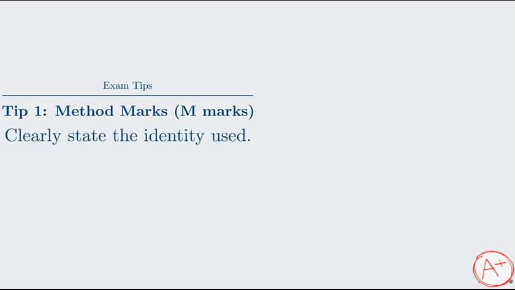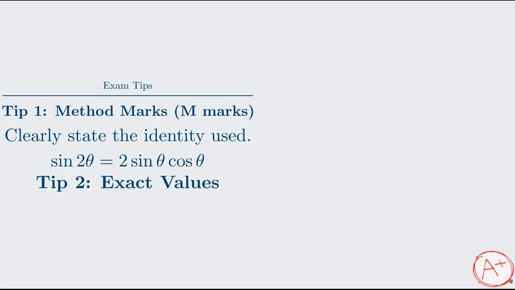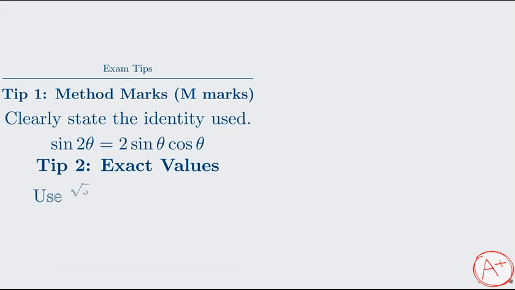When sitting your pure mathematics 1 or 3 papers, keep these examiner insights in mind to maximize your marks. Examiners award method marks for the correct application of an identity even if your final answer is wrong. Always clearly state which identity you are using. For example, write down, using sine 2 theta equals 2 sine theta cosine theta, before substituting. Unless specified otherwise, use exact values like root 3 over 2 during intermediate steps. Rounding too early in a long trigonometric derivation will lead to rounding errors that could lose you the final accuracy mark.